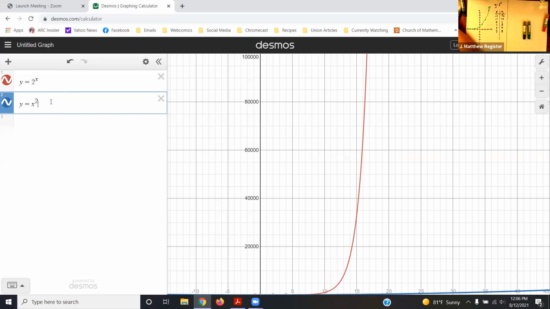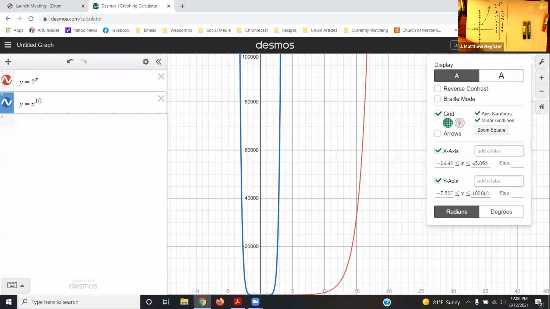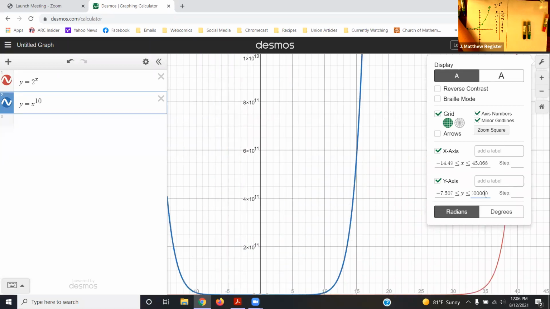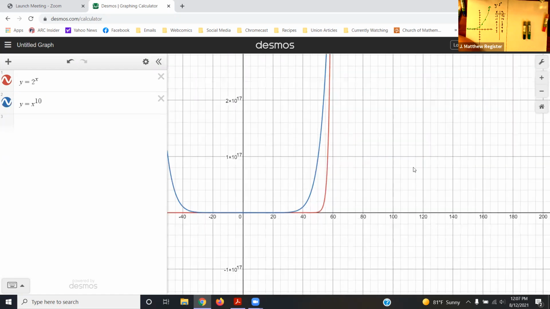We can make this the x to the 10th. And it might look like the x to the 10th goes much, much faster, but that's only in the short term. And so if we let this keep on going, and let's go back to our settings and add another 0 or 2. Oop, might have to go a little bit further out. There we go. Because we can see that for the first two numbers, we're going to get that the x to the 10th is higher.